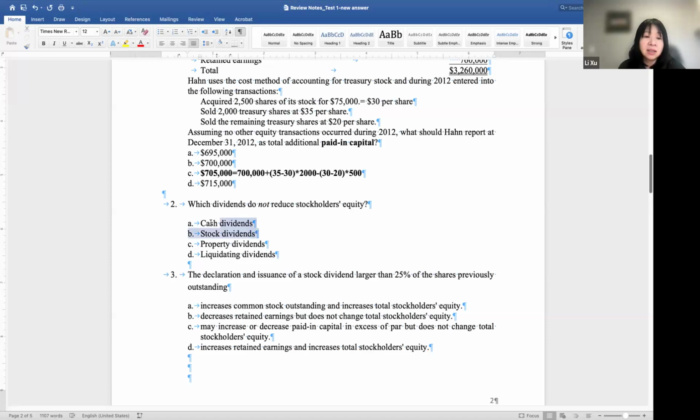So the only one that doesn't reduce equity is stock dividends. They take out from retained earnings, but they also add back to the stock accounts. Therefore, the total amount is the same. Okay. So in this case, the answer is B, because for stock dividends, it's just a reclassification.